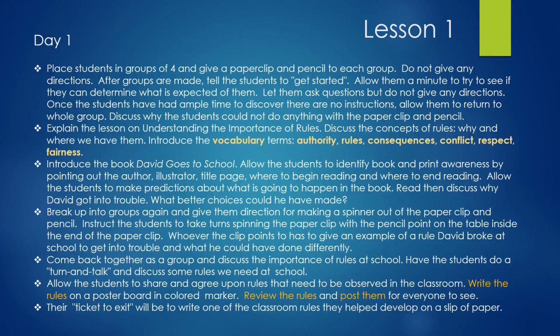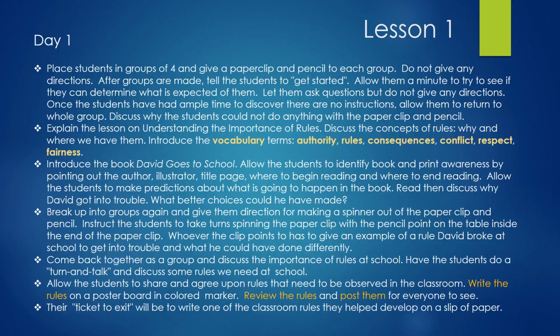Introduce vocabulary terms: authority, rules, consequences, conflict, respect, and fairness. Introduce the book, David Goes to School. Allow the students to identify book and print awareness by pointing out the author, illustrator, title page, and where to begin reading and where to end reading. Now allow the students to make predictions about what's going to happen in the book. Read and then discuss why David got in trouble. What other choices could he have made?